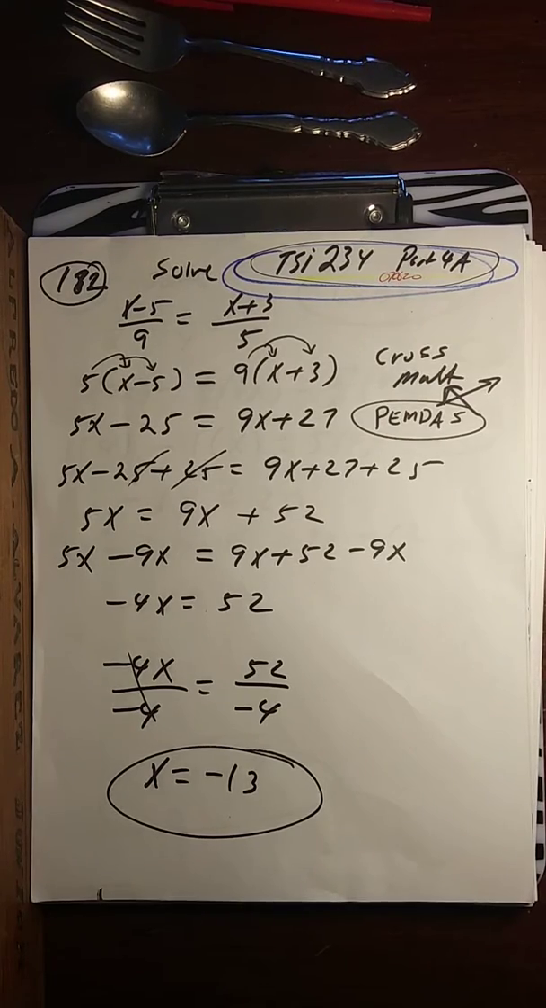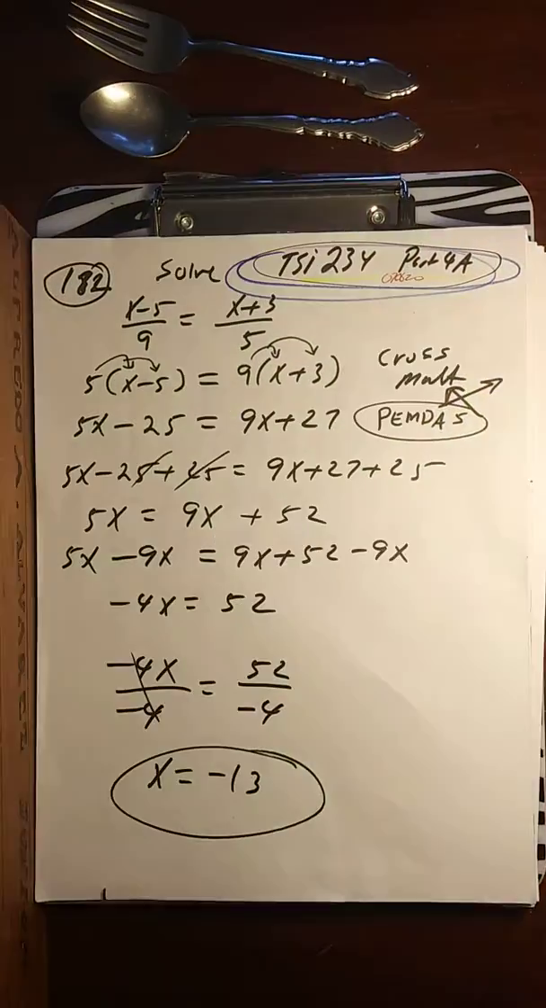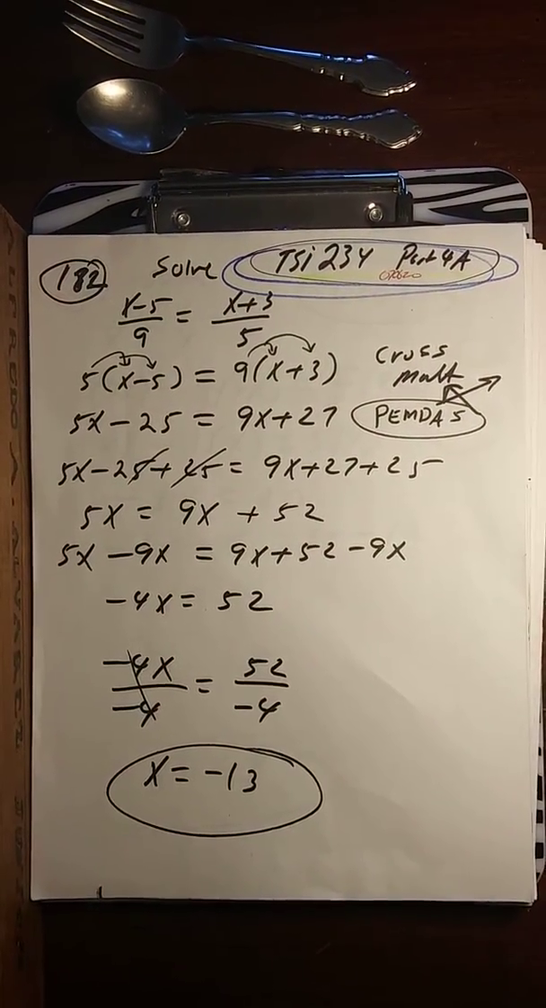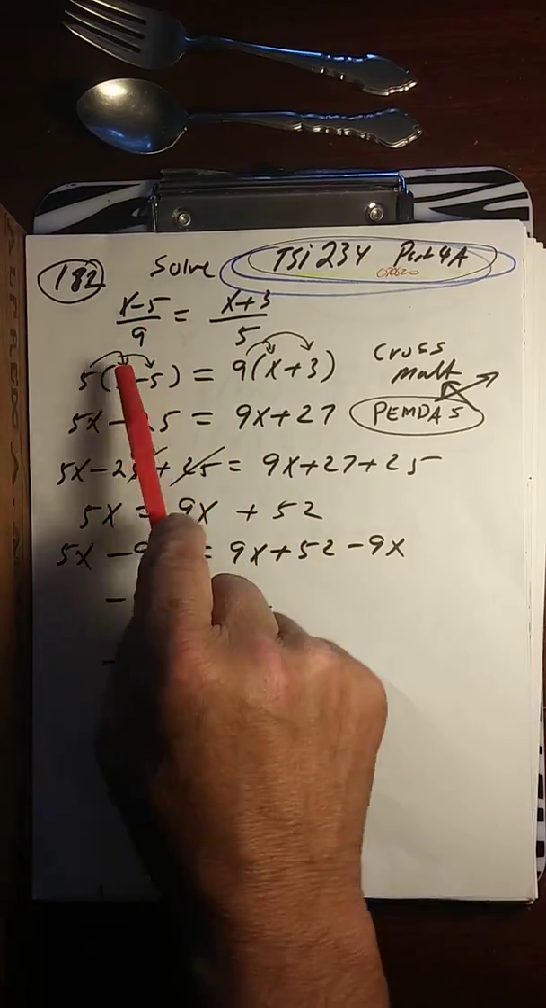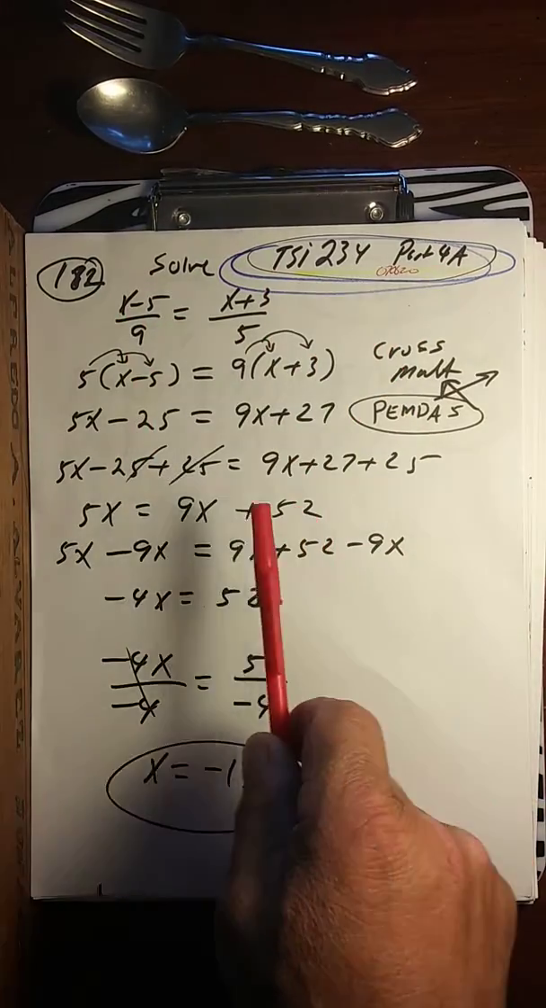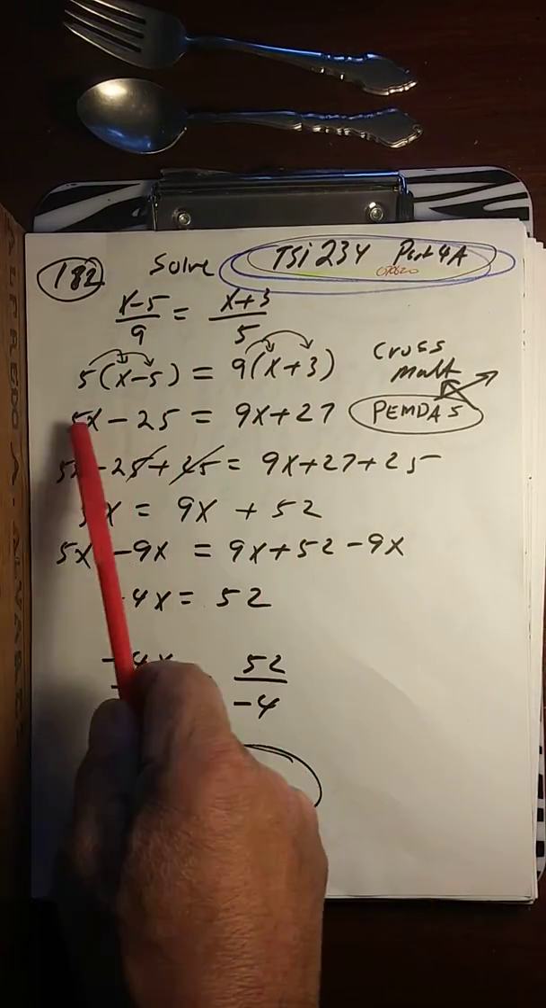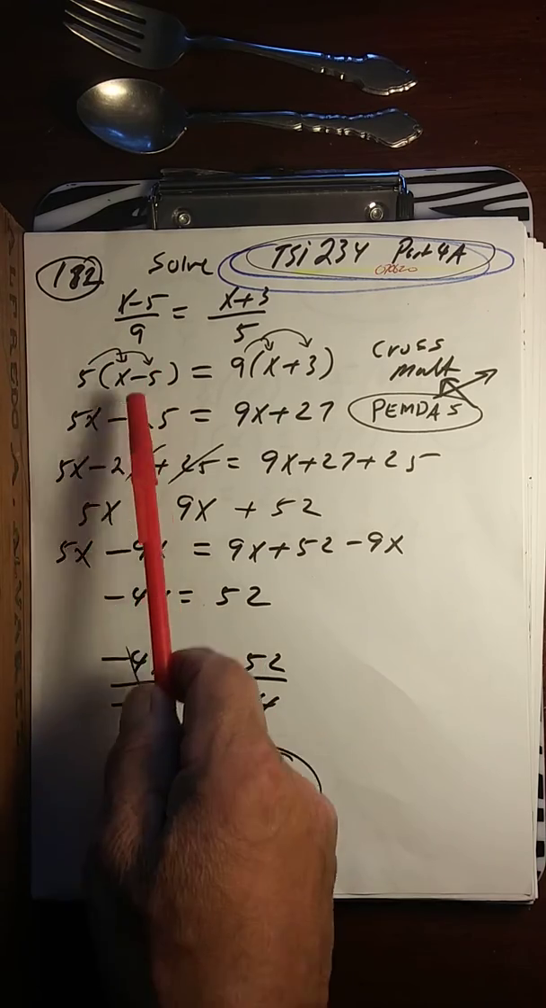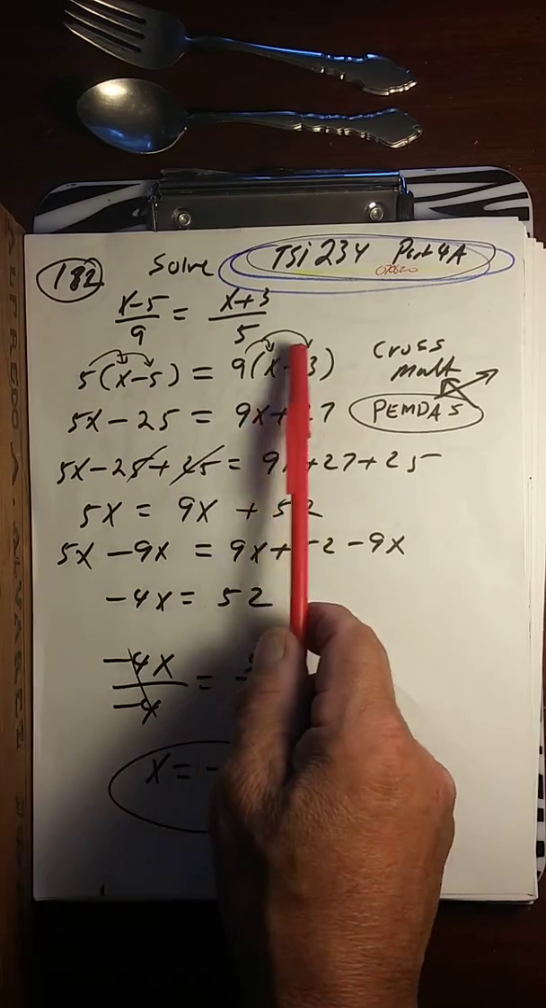Alright, let's solve this. How do you solve this? We're going to cross multiply. So we're going to multiply that times that and that times that. Cross multiply like this. So we have 5 times x, 5x, 5 times that, negative 25, that times that, 9x, and that's going to be 27.